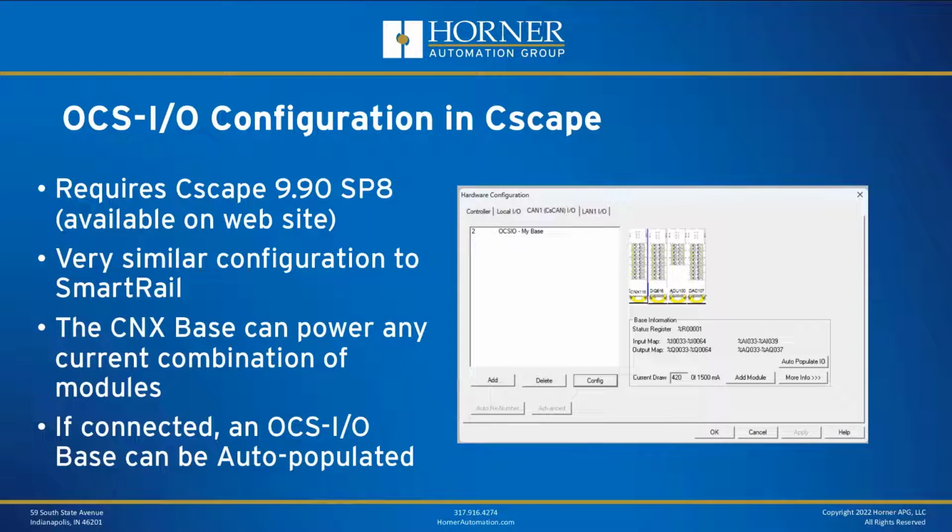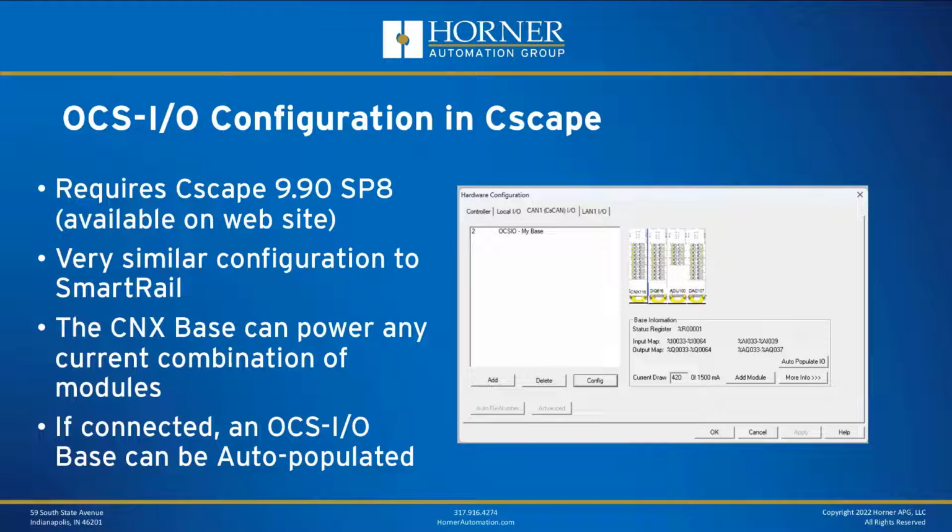Now, from a Cscape configuration standpoint, you will need Cscape 9.9 Service Pack 8 in order to configure OCS-IO, and that is currently available. So you will find 9.9 Service Pack 8 on our website. OCS-IO configuration is very similar to SmartRail, but there have definitely been some enhancements for sure.